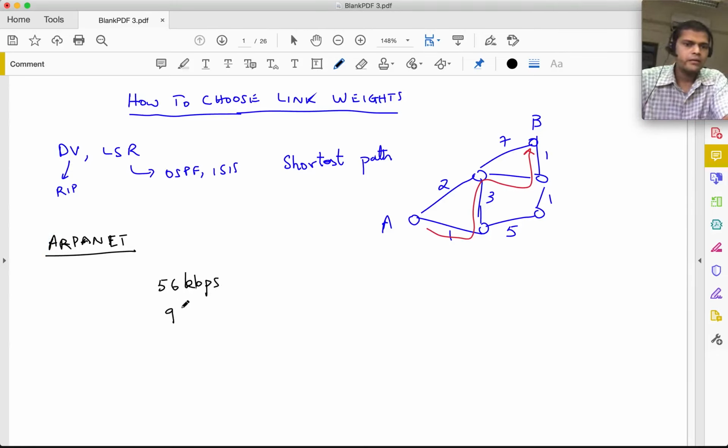And 9.6 kilobit per second. So these were the two speeds that they had for the links in their network. And of course we're talking about the late 60s, and things have evolved so fast from then.